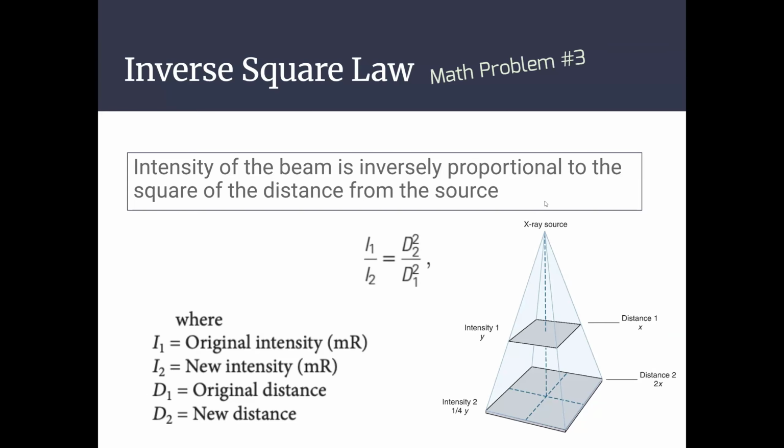So this is the X-ray source. This is where the X-ray beam will be. This is the original distance, the original intensity, which is here. And then if you double it, this is the new distance, but the intensity will be decreased to a quarter. Double the distance, a quarter of the intensity.